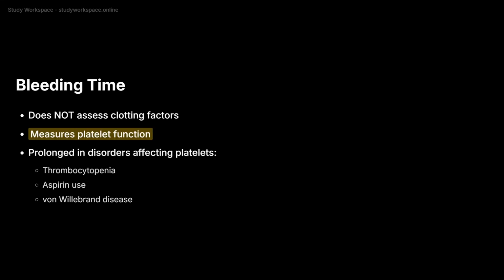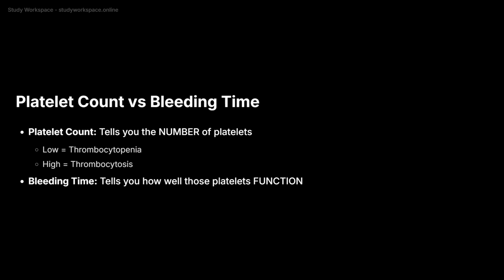Now let us discuss bleeding time. Unlike prothrombin time and activated partial thromboplastin time, bleeding time does not assess clotting factors. Instead, it measures platelet function. If bleeding time is prolonged, think about disorders affecting platelets, such as thrombocytopenia, aspirin use, and von Willebrand disease. The next important investigation is platelet count. A low platelet count is called thrombocytopenia. A high platelet count is called thrombocytosis. Remember that platelet count tells you the number of platelets, while bleeding time tells you how well those platelets function.